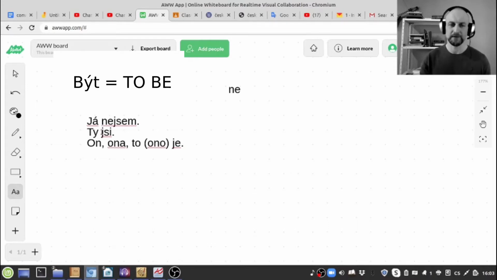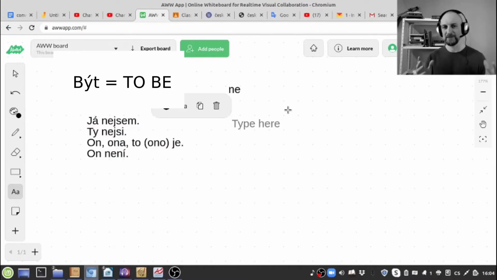With the second person, it's the same thing, same process. Ty jsi is positive, which would be you are, and negative would be ty nejsi. In the third person, it's a little bit different because you have to create a completely new form, and you say on, ona, or ono, není. Yeah, so it's a completely different word. So, já nejsem, ty nejsi, on, ona, ono, není. So far, so good. It's not that complicated, is it?